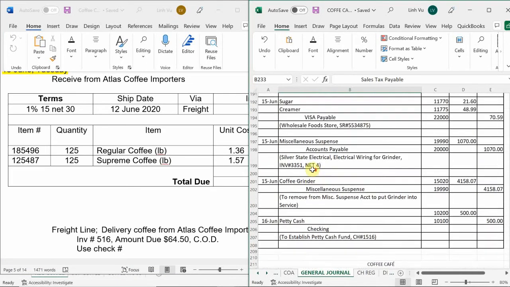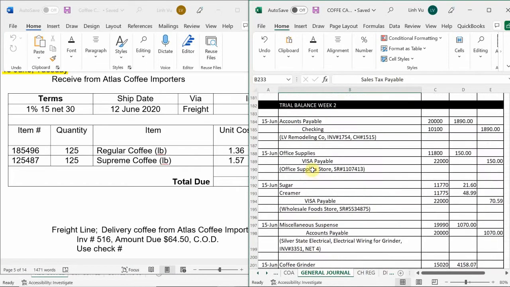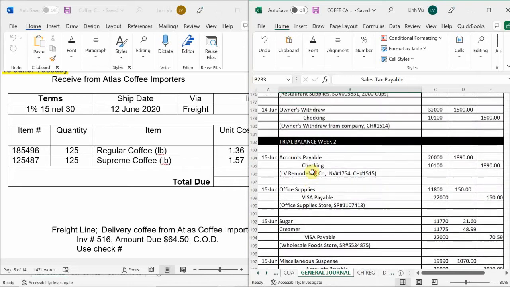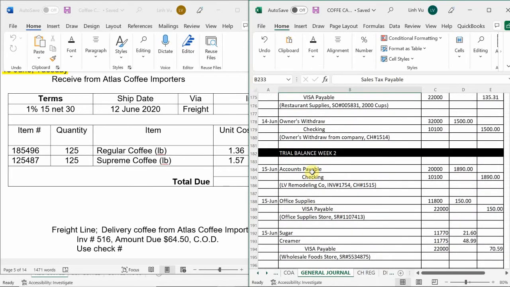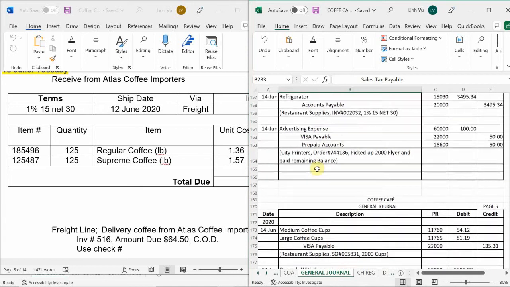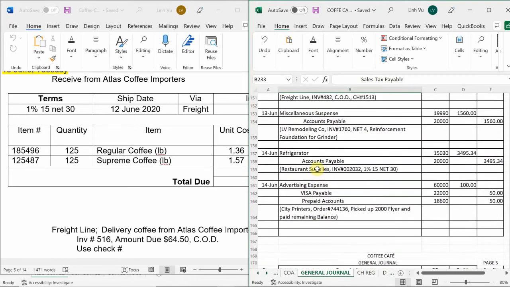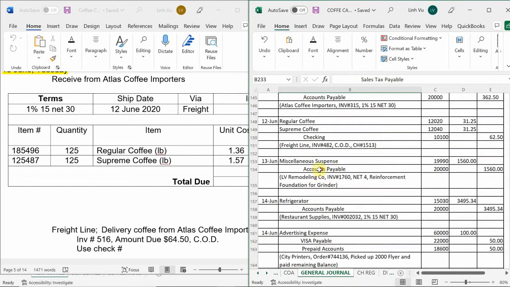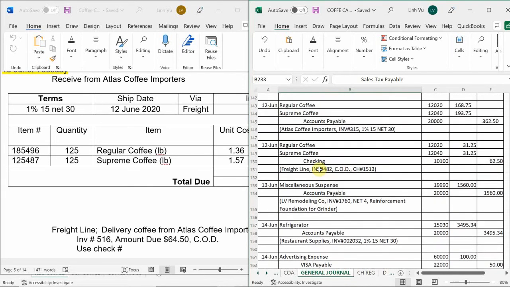Well, we're using perpetual on the coffees, right? It's only the ceramic mugs that were periodic. Correct. So then everything goes into inventory, including the freight. So in your regular coffee and your Supreme coffee as your debits.